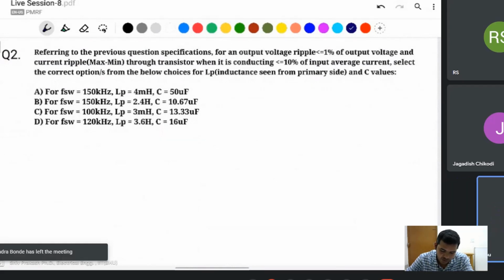Referring to the previous question, the output voltage ripple is 1% of output voltage, and the current ripple, maximum to minimum, of the transistor when it is conducting is 10% of the input average current. Select the correct option from the below choices for LP, the inductance from the primary side, and the value of the output capacitor.